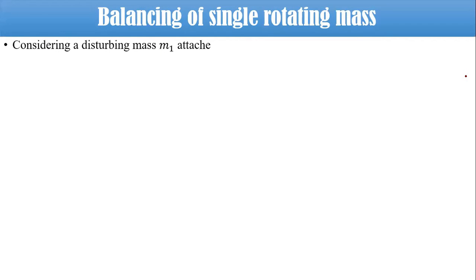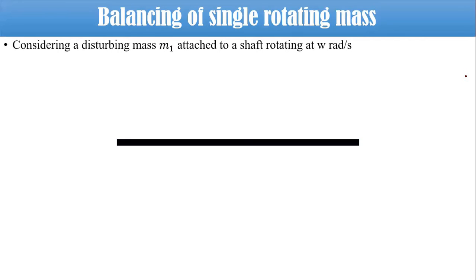In this topic, suppose there is a shaft attached between two bearings, and the disturbing mass m1 is attached at the radius of r1, and the shaft is rotating with angular velocity omega. Because of this rotation, a centrifugal force is generated in the outward direction, and the magnitude of that centrifugal force is equal to m1 r1 omega square.